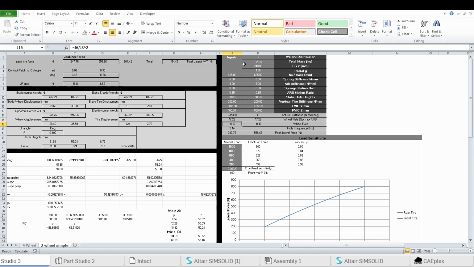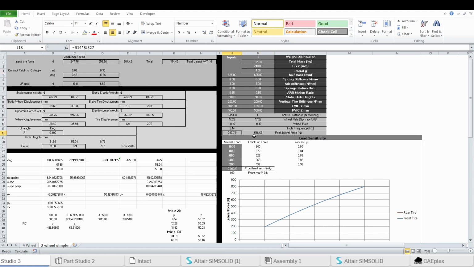And then the front view instant center, both the Y and the Z location of them for the left and right. Using all those inputs, I just have calculations of anti-roll stiffness, wheel rate, spring and anti-roll bar, and just the wheel rate of the springs. And then just a ride frequency. It's just to let you know where you're at. It's not using any calculations. And the peak lateral force of the tires, which is using the lateral G and then the dynamic corner weight, just to give a number.